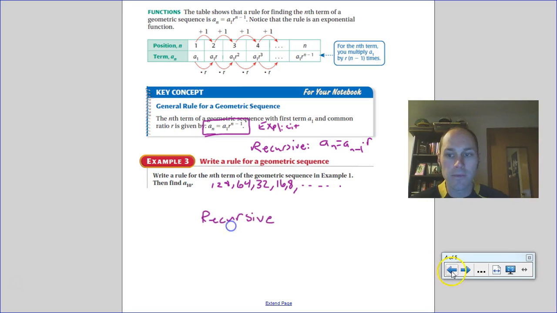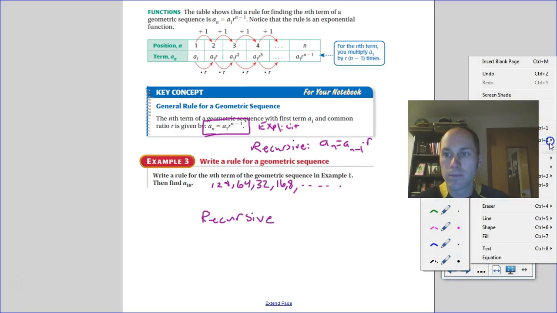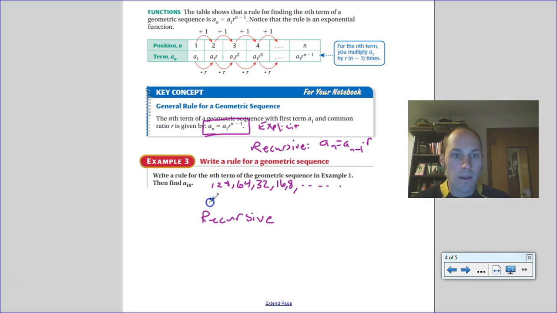So our common ratio is a half, because that's what I'm multiplying by each time. So my recursive rule would be a sub n equals a sub n minus 1 times a half. So the nth term is equal to the previous term times a half. Okay, so the explicit rule, we're going to start off with our first term.